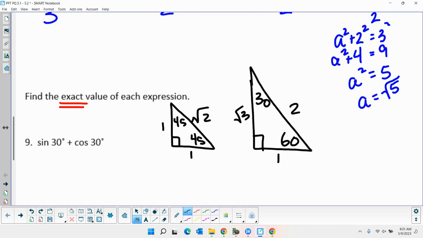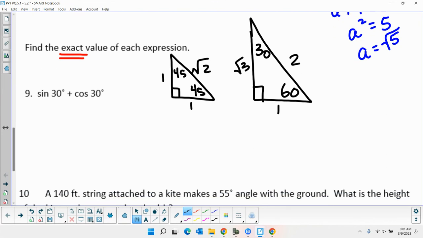Okay. So then I look at those two pictures for number 9 tomorrow. In the practice here, it's 30 for both. All right. So looking at 30, opposite side is 1 and hypotenuse is 2. Looking at 30 still, cosine is radical 3, adjacent over hypotenuse 2.